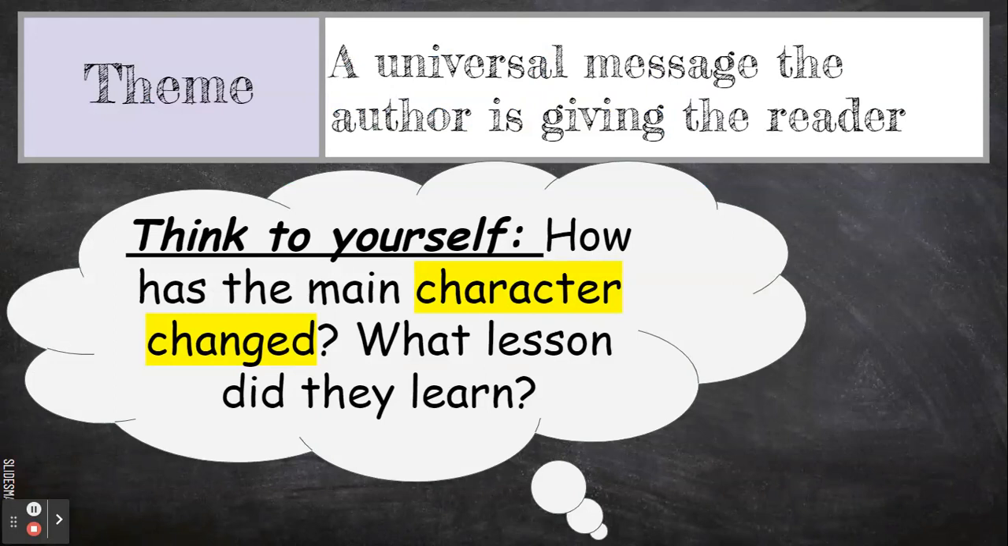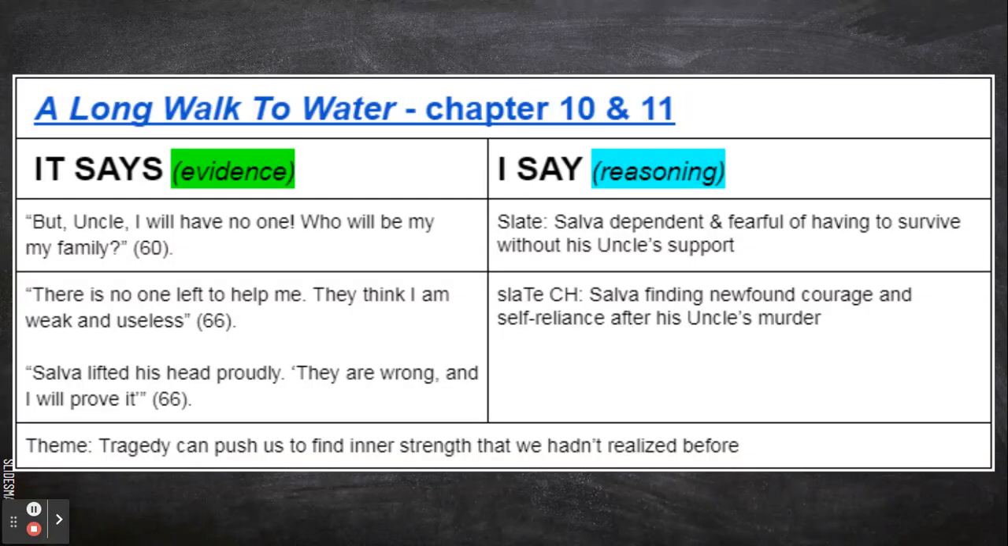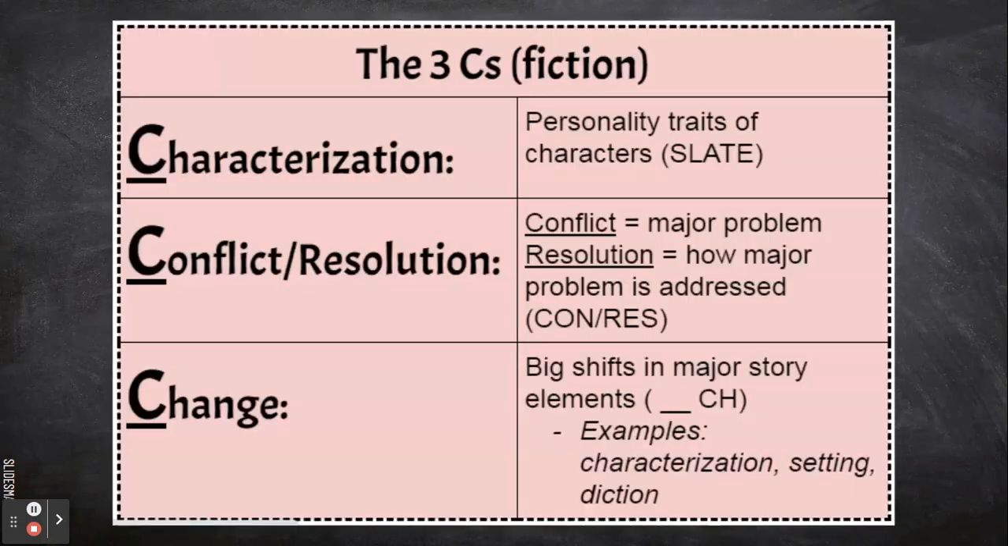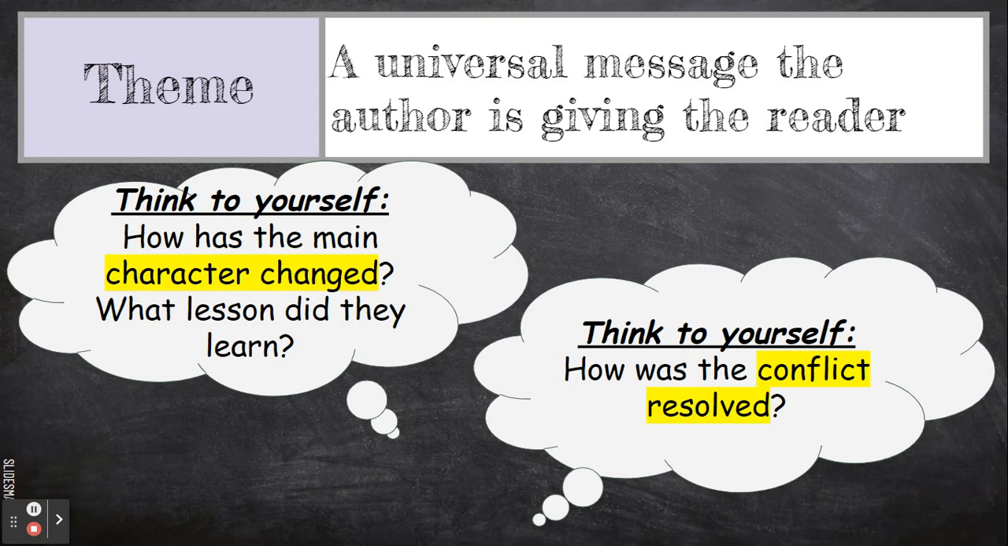I ask myself, how's the character changed? What lesson did they learn? And that guides my theme. Here it is: tragedy can push us to find inner strength we hadn't realized before. So that's how we can use the 3 C's as a pathway to finding theme.